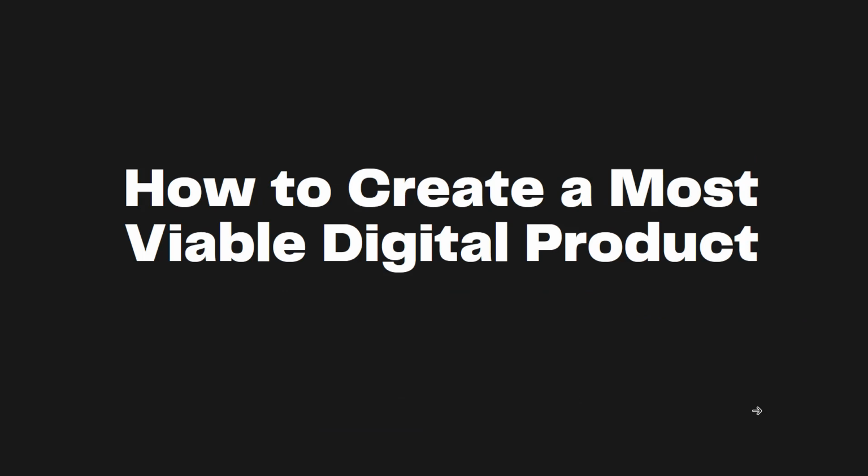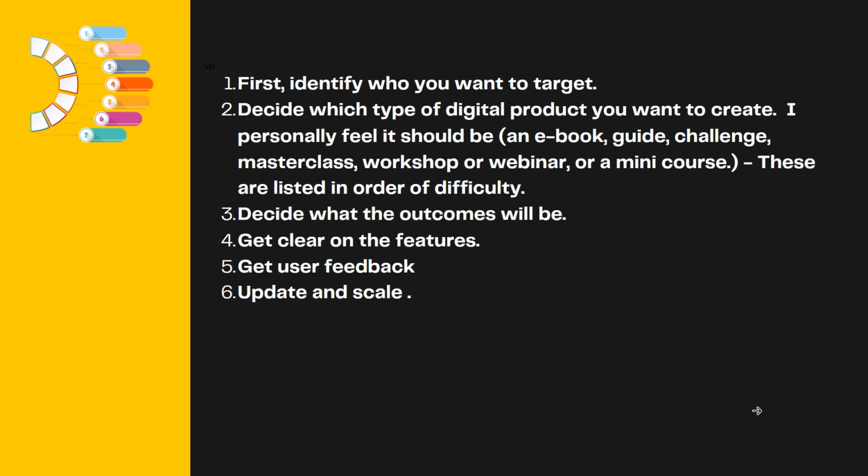Now let's talk about how to create a most viable digital product. First, you want to identify who is your target audience. Who is this product for? Second, you want to decide what type of digital product you want to create. I personally feel it should be an ebook, guide, or challenge, or a masterclass, workshop, or webinar, or a mini course. Now, these are listed in order of difficulty, and I believe that you should start with the easiest product to create first and then move up to the more difficult ones.